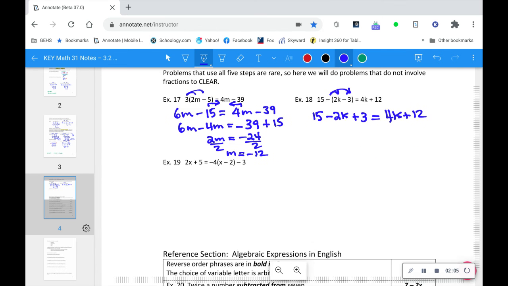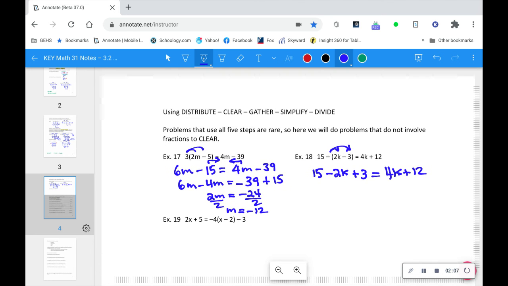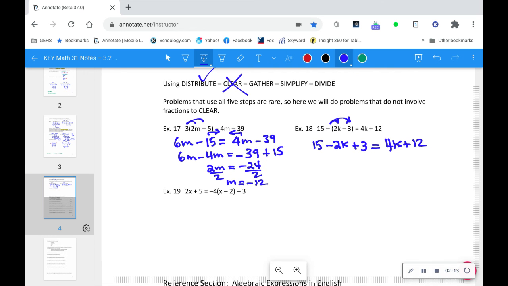All right, we're going to gather. There's no fractions to clear. We've distributed, but there's no fractions to clear, so we'll skip that step. We're going to gather like terms. So I'm going to bring the x's over to the left and everything else that other direction. The ones that are moving will change signs.